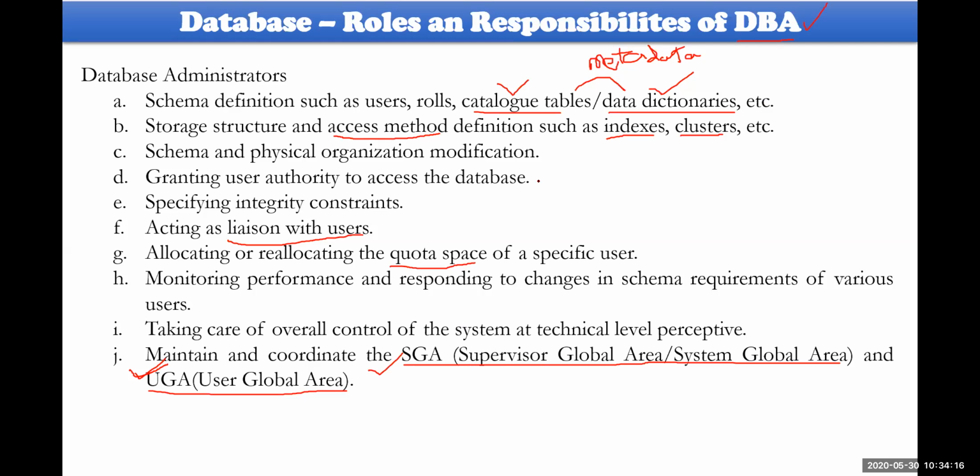These are the roles and responsibilities of the database administrator, and he is a very important person with the database activities.